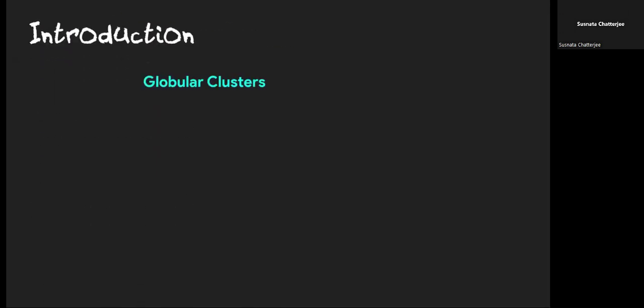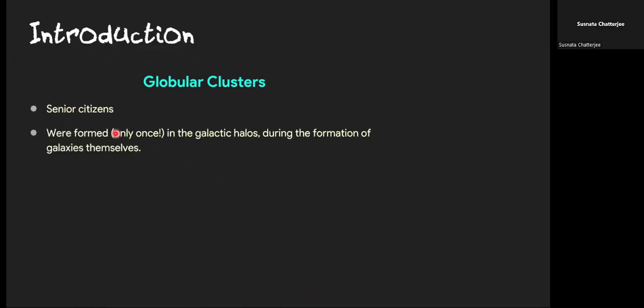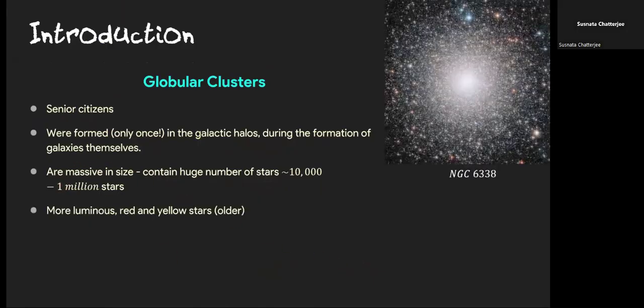What are globular clusters? They are the senior citizens of our galaxy because they were formed only once in the galactic halos during the formation of galaxies themselves. They are massive in size, they contain a huge number of stars, approximately 10,000 to a million stars. They are more luminous, comprising red and yellow stars because they are older.